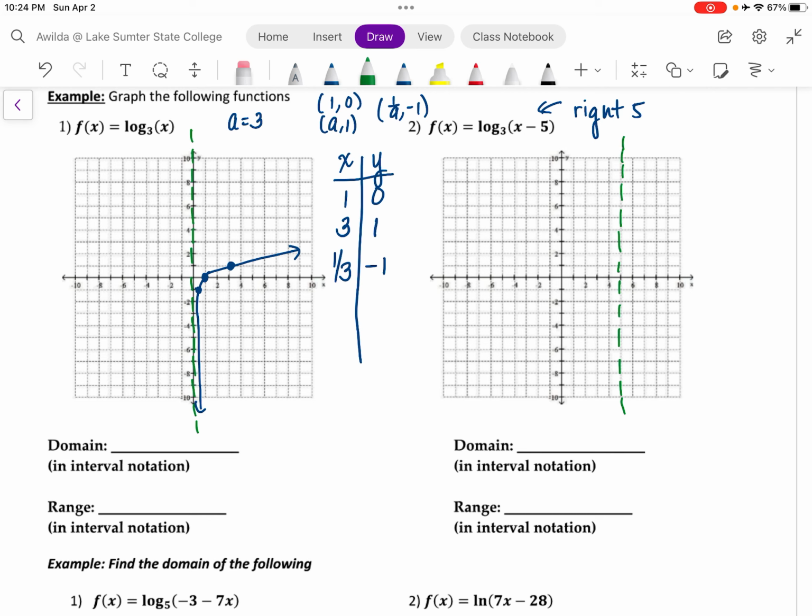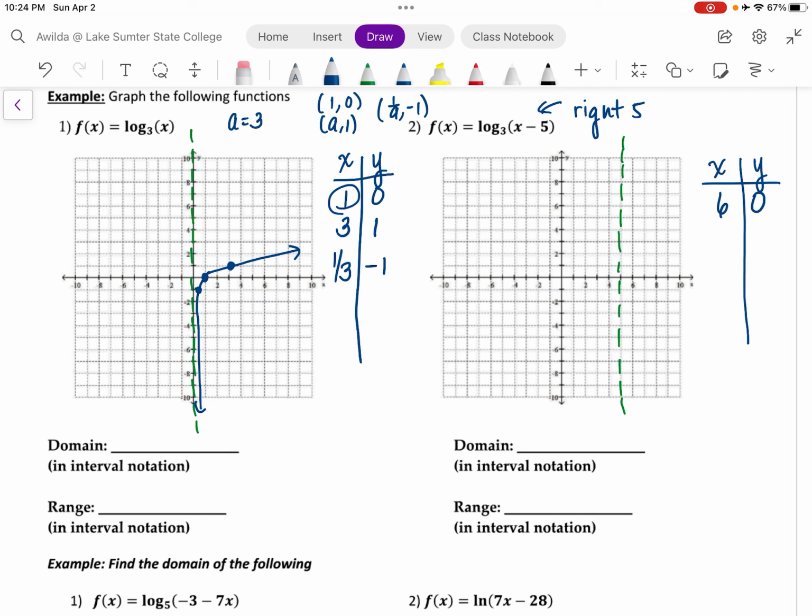Basically, the 3 points that we had in our table of values earlier will need to move over to the right 5 units. So we're going to add 5 to the x-coordinates. Here we have 1 for x. Once we add 5, we'll get 6. So (6, 0) will be one of the points on the new graph.